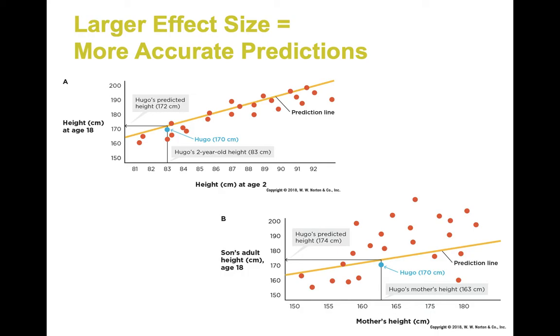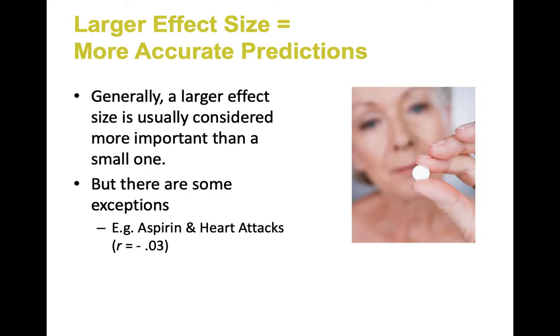Okay, so in this panel, the effect is smaller, the correlation is weaker, and therefore we are less accurate in our predictions. So stronger effect, more accurate prediction. Generally speaking, a larger effect size is considered more important than a smaller one. However, there are some exceptions. Depending on the situation, even a small effect size can be important.